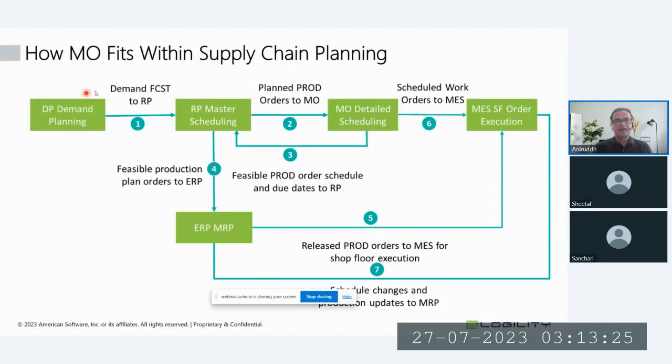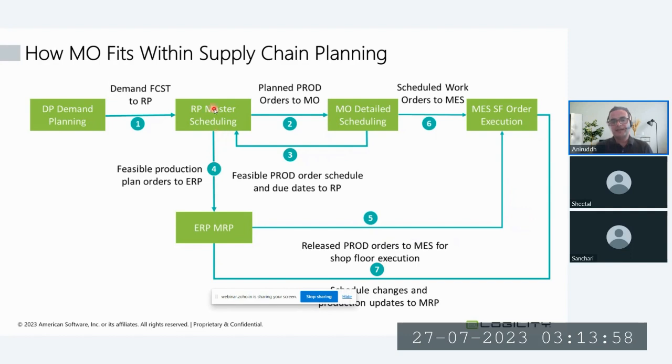So let's say you have a demand planning system from which the demand forecast comes for replenishment planning, and you already set the inventory. So I'm assuming inventory is already determined. That creates your requirements for replenishment planning for the master scheduling. So this is a gross aggregate level master schedule plan, production schedule. From that, step number 2 would be you transfer the master production schedule into your manufacturing optimization schedule. That will create a feasible production order schedule with due dates, which can be sent back to replenishment planning.